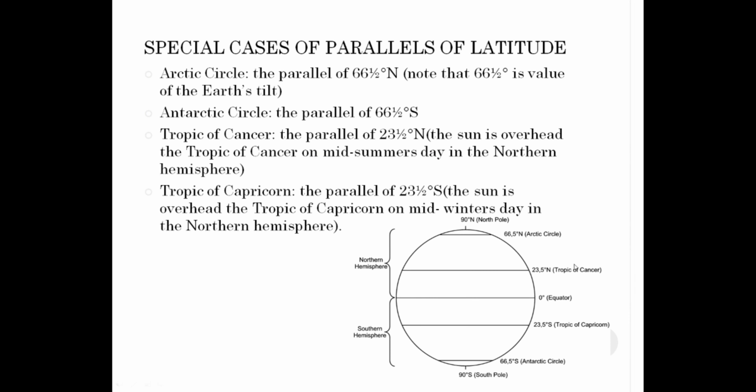So when the sun is over the Tropic of Cancer, there will be midsummer days, right? Then we have the equator, and then comes the Tropic of Capricorn. The parallel of 23.5 degrees south is called the Tropic of Capricorn. The sun is overhead the Tropic of Capricorn on midwinter days in the northern hemisphere. And then last is the Antarctic Circle, the parallel of 66.5 degrees south latitude. Okay, so those are some special cases of parallel of latitude.